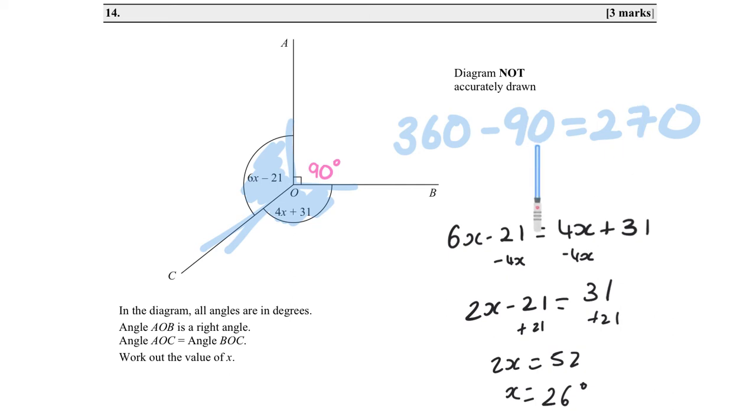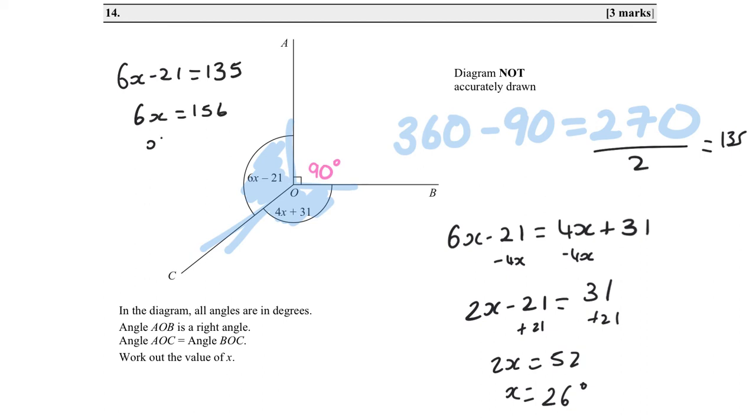Or I could say if this is both 270, okay, if we halve 270, we get 135. I could say 6x minus 21 equals 135. So 6x equals 156, so x equals 26 degrees. Okay, either way is completely correct, or you could have done 4x plus 31 is 135. That's what I love about maths, there's never just one way to do a question. So well done for that one.